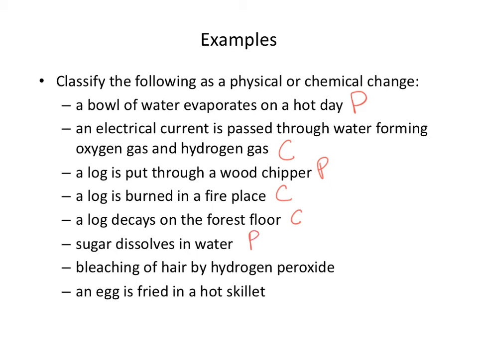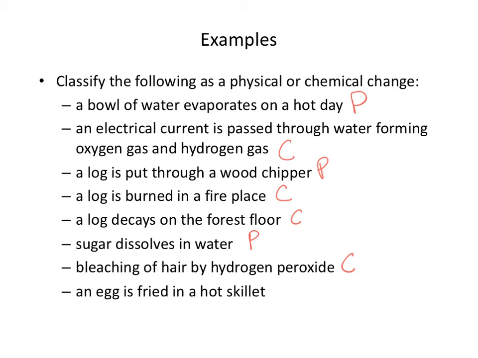The bleaching of hair by hydrogen peroxide. That is an example of a chemical change. Part of the reason I included this one is that while color itself is a physical property, when we have changes in color, that is very often indicating that we have a chemical change. It's not always, but I think more often than not, when you have color changes, that is an example of a chemical change.